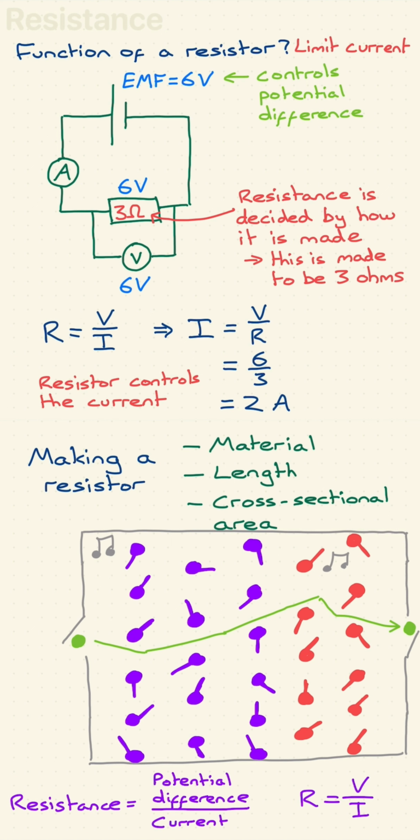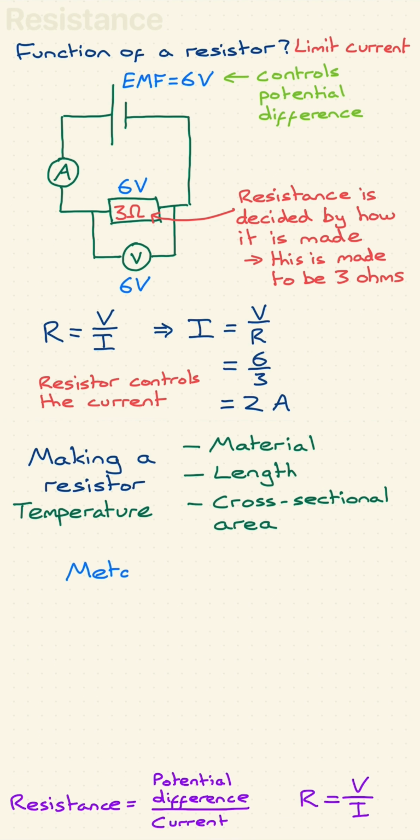In a wire, these things are like changing the length of the wire, changing the cross-sectional area of the wire, changing the material of the wire, and changing the temperature of the wire. 4 things that can affect resistance.